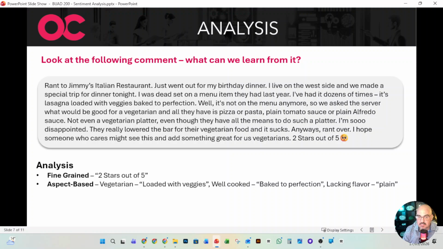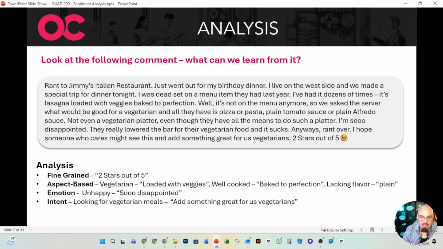improve its service. When we're talking about emotion, obviously we can see unhappy. We've got so disappointed. And then when we think about intent, why is this person actually posting this comment? What's their underlying intent here? They're looking for good vegetarian meals from different restaurants. So they might go to another restaurant and get a good vegetarian meal, and they might leave a positive comment there. Underlying both of the comments they're putting on here is where can they get a good vegetarian meal? All right, so we've got there a quote, add something great for us vegetarians.